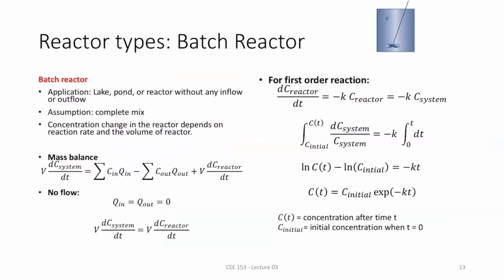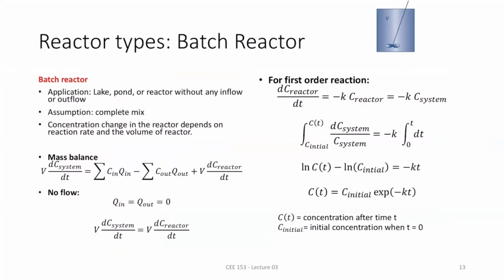The first one is the simplest reaction, the batch reactor. Batch reactor means anything dumped in the system and then it's completely mixed. There is no flow in and no flow out. And then you are asked to calculate what's the concentration at different time. So this is the case for the lake where there is a spill, an accidental spill.